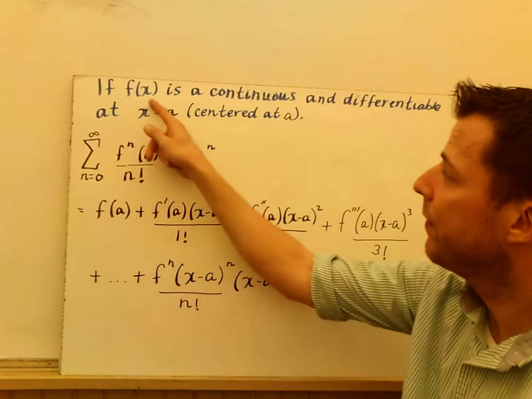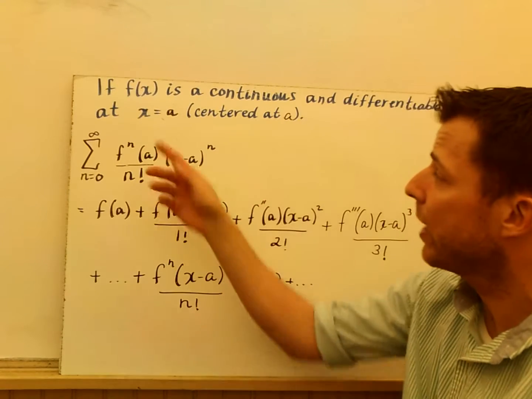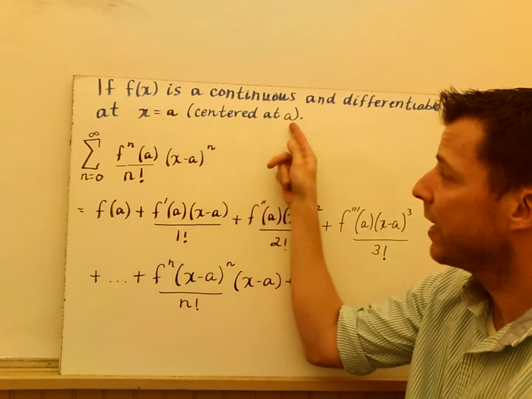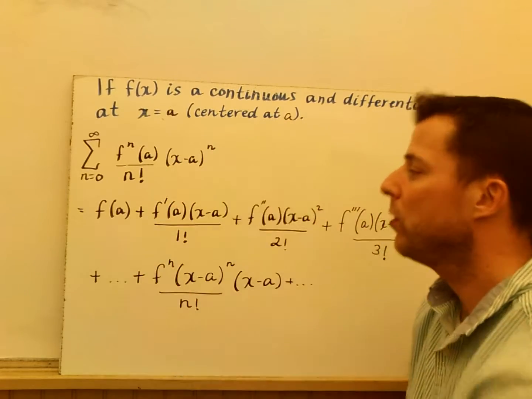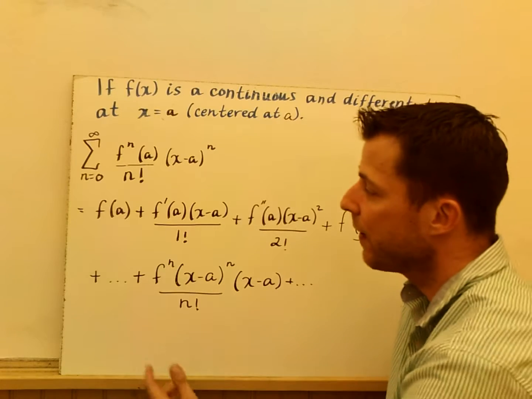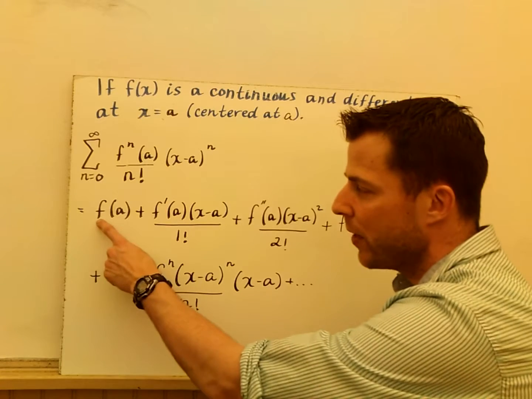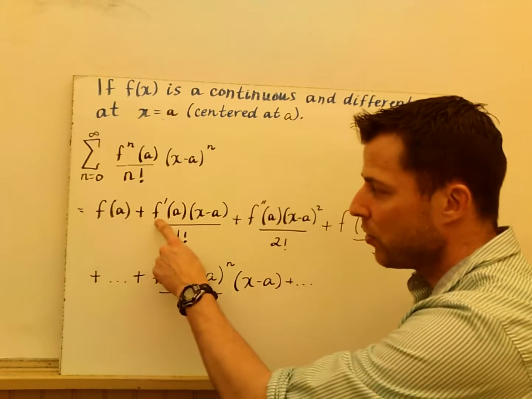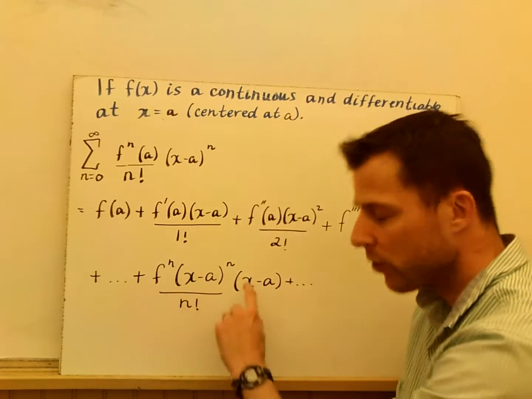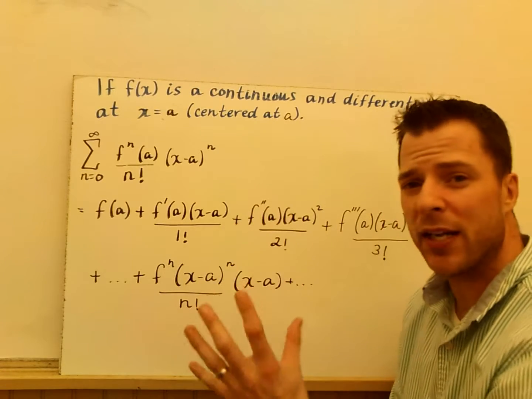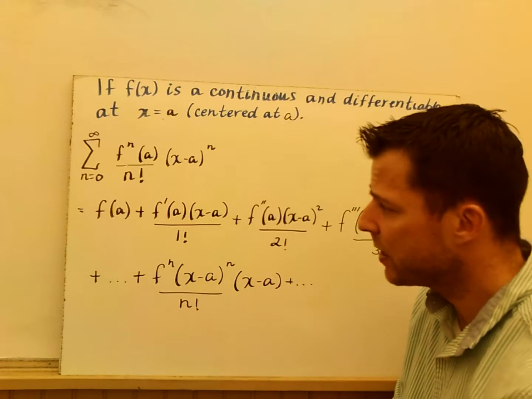All right, if f of x is continuous and differentiable at x equals a, centered at a, we know the following. So here is this huge definition of a Taylor series. The things you've got to pick out are that you're evaluating a function at a, the derivative at a, the second derivative at a, third derivative at a, fourth derivative, and so on. So you're evaluating a function and its derivatives at a specific a.